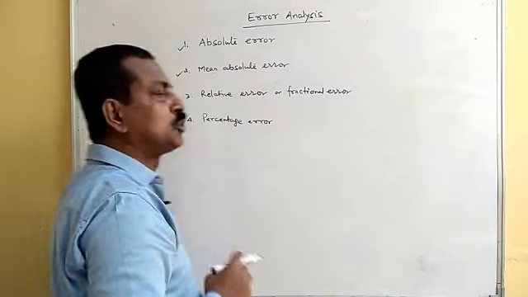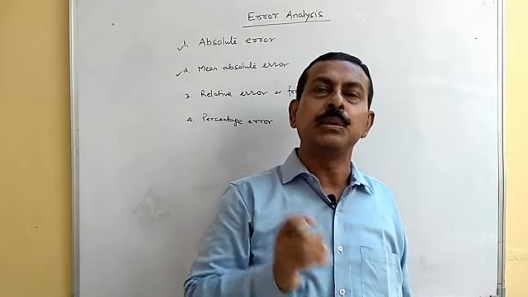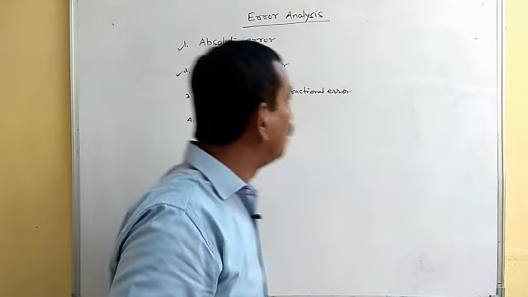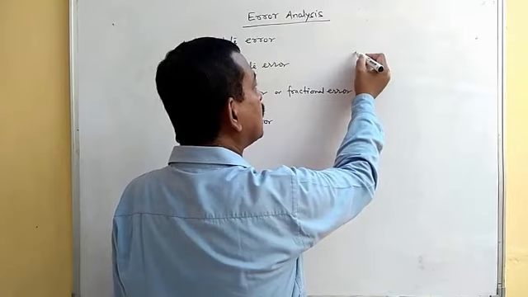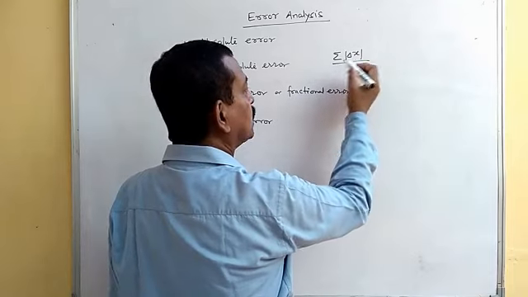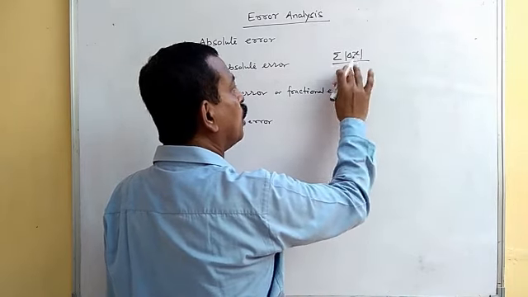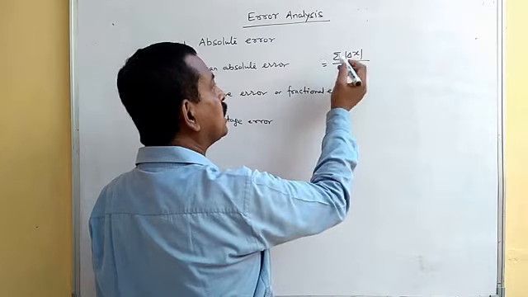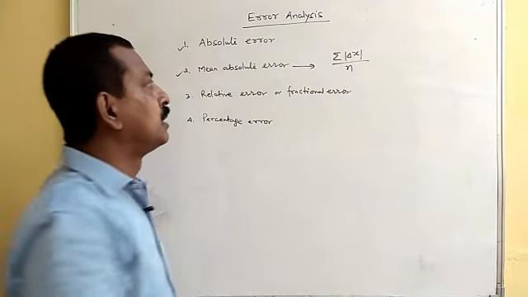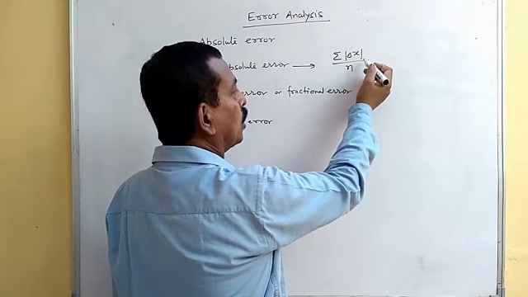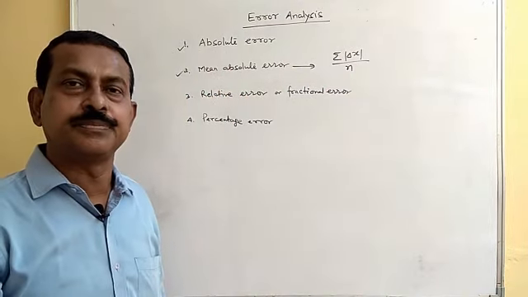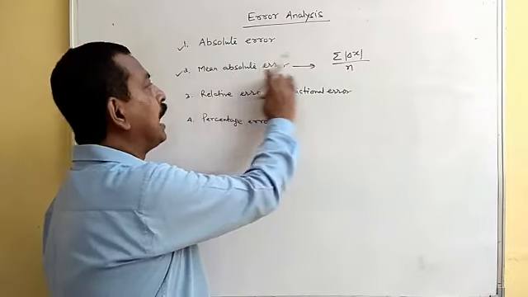Second one is mean absolute error. Mean absolute error will be the mean of the absolute errors of the measurement. So how can we express mean absolute error? Suppose we have taken delta x values, we take their sum and divide it by the number of observations. So this will give you the mean absolute error. We are taking the absolute errors, taking their sum and dividing it by the number of observations.